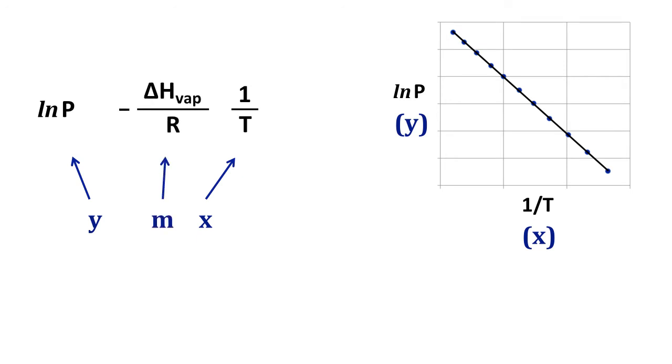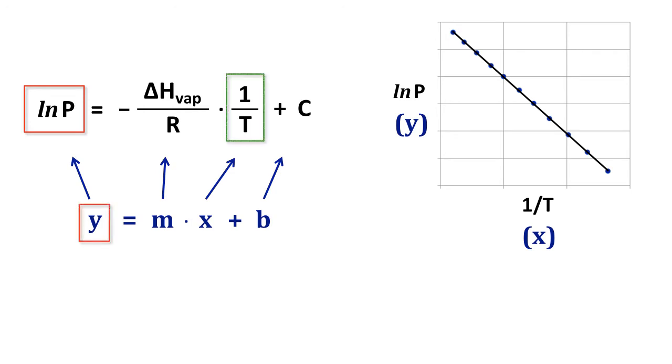Here y corresponds to ln of P, and x corresponds to 1 over T. It turns out that the slope of this line, the m, is negative delta H of vaporization, the enthalpy of vaporization, divided by R, the gas constant. And that is offset by a constant. So this should be a familiar straight line formula, slope-intercept y equals mx plus b, where ln of P is our y value and 1 over T, with T in Kelvin here, is our x value.